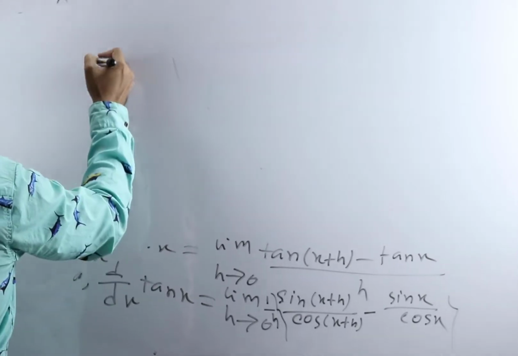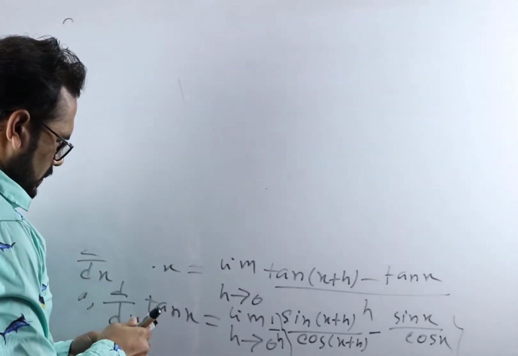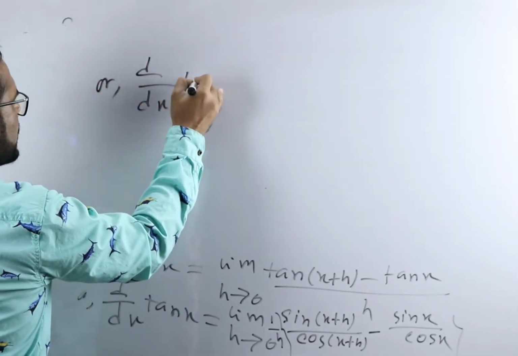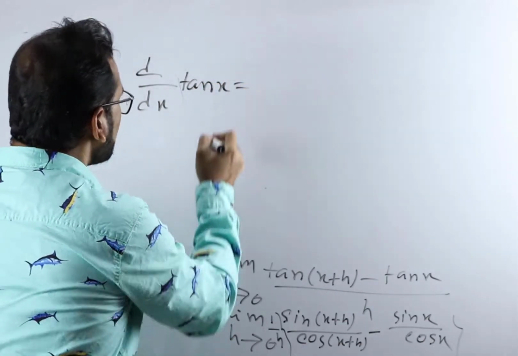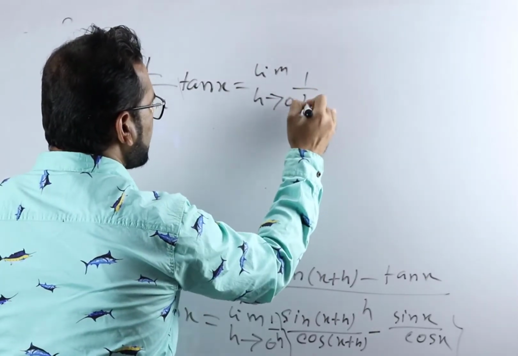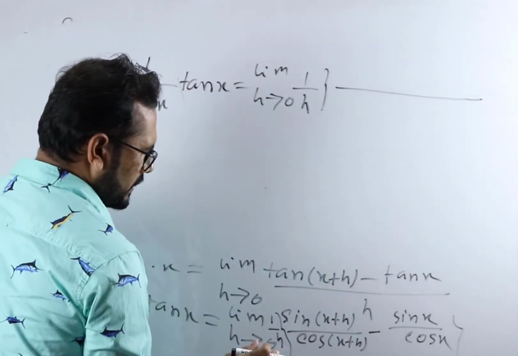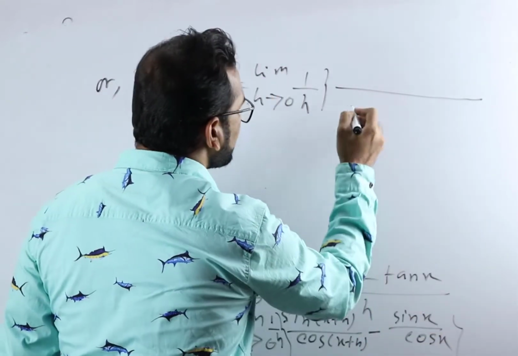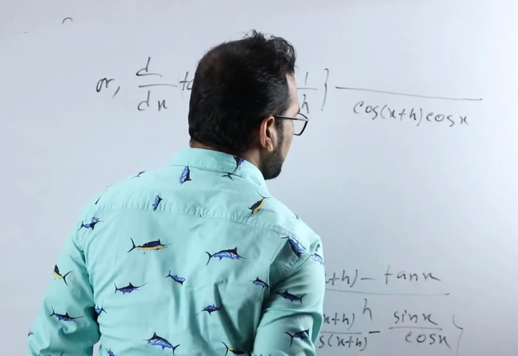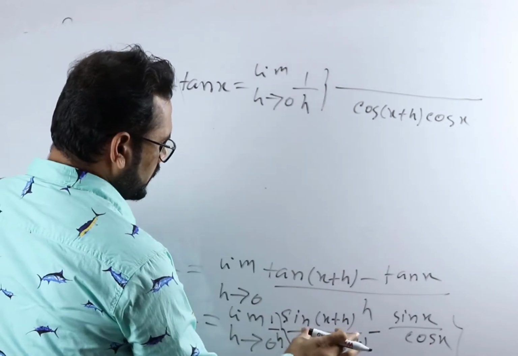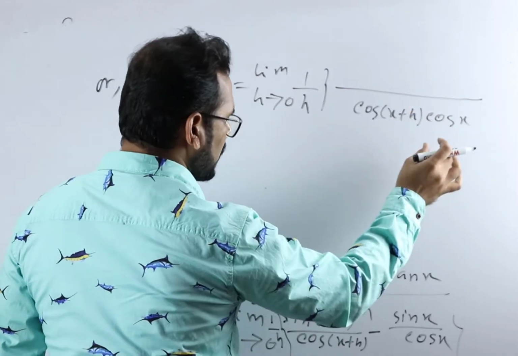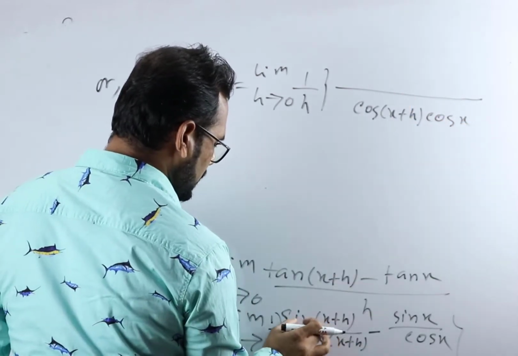Now the next line is d/dx of tan x equals the limit as a tends to 0, 1 divided by a, times the LCM. What is the LCM here? cos(x plus a) and cos x. So I'm writing cos(x plus a) and cos x as the LCM, and then we have to divide this expression by this one first. Then we take cos x, and using this cos x we multiply it by sin(x plus a).